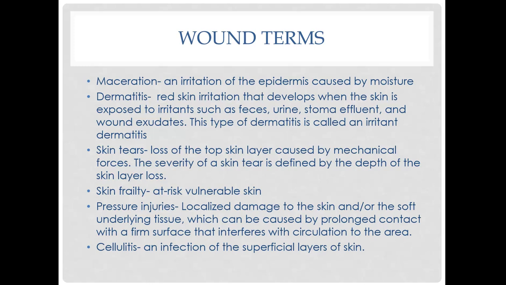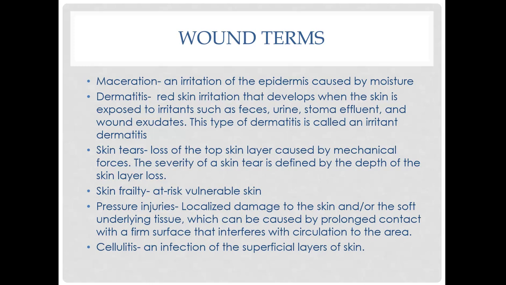So skin tears is kind of what we were talking about with older adult skin. When their skin becomes really fragile, it's easy for it to literally tear. So this is loss of the top skin layer caused by mechanical forces. So if we're moving a patient up in the bed, those shearing forces can cause a skin tear. It can also be due to blunt force trauma as well. So a lot of times if an older person hits their arm on a side rail or something like that, that could cause a skin tear as well.